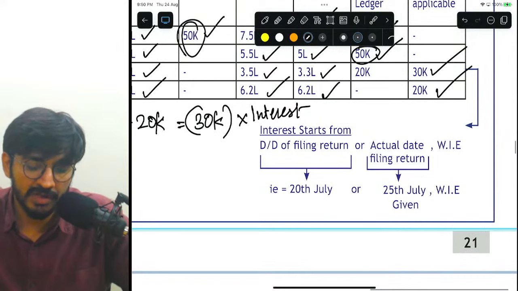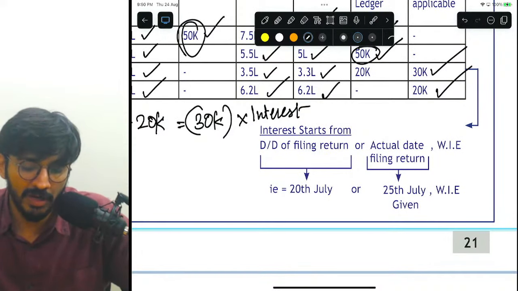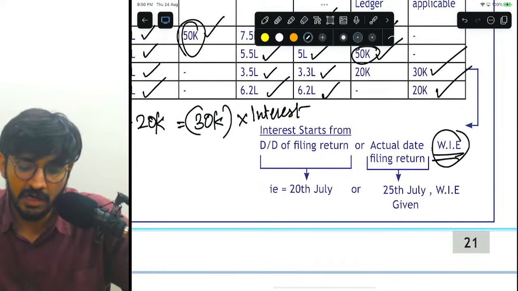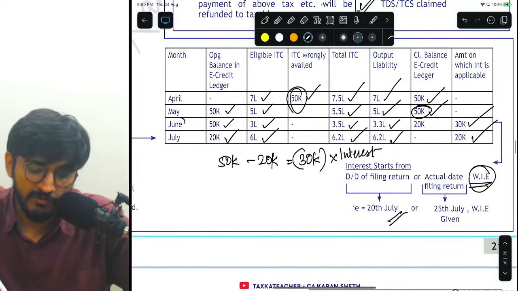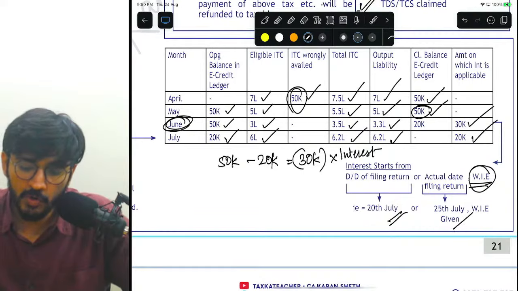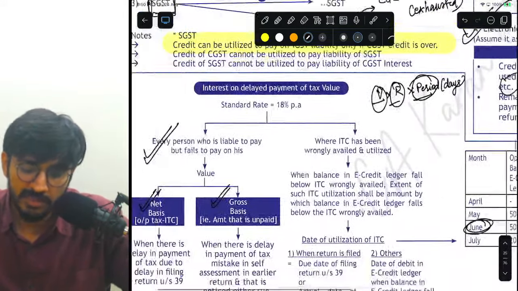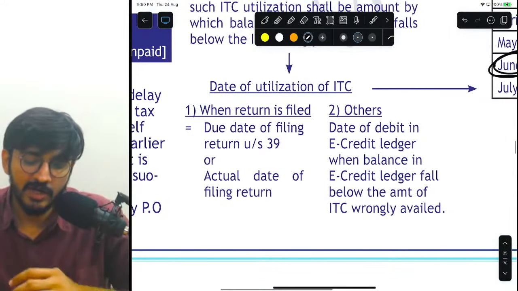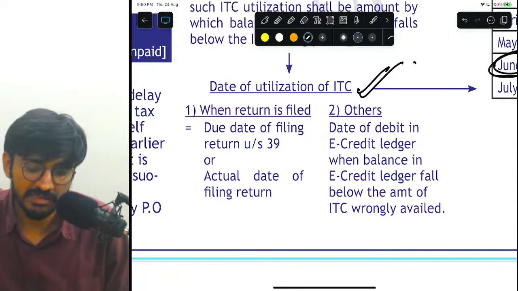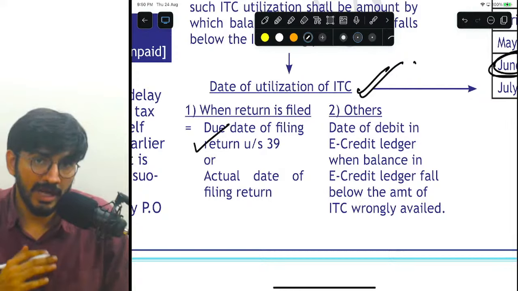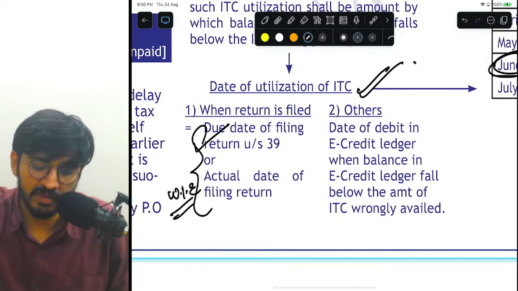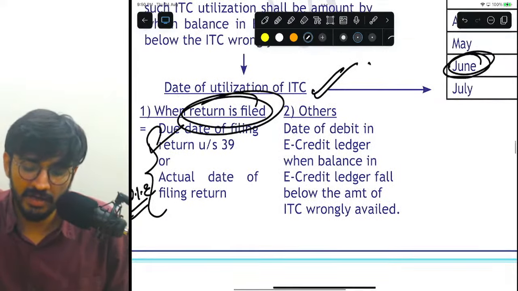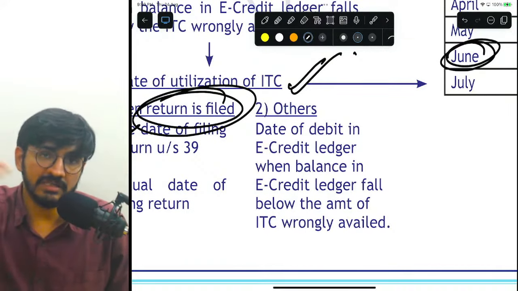From which date will the interest start? The interest starts from the due date of filing return or the actual date of filing return, whichever is earlier. So the due date is 20th July. For the June month it's 20th July or 21st July, whichever is earlier, so that happens to be 20th July. Please understand that the date of utilization will be considered as the due date of filing return or the actual date, whichever is earlier.